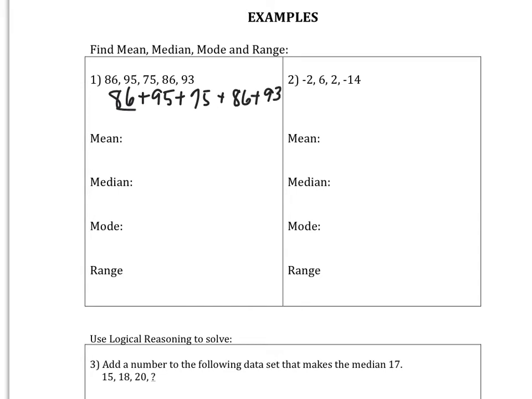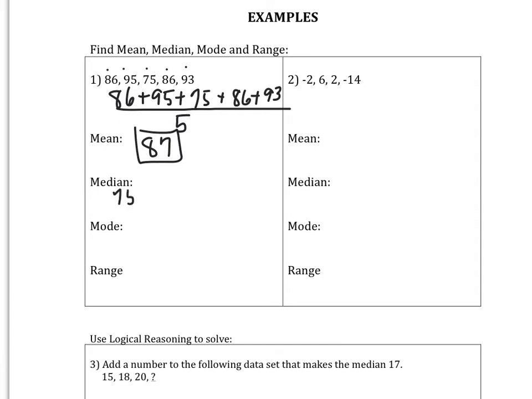Then I'm going to divide by how many there are. There are 1, 2, 3, 4, 5, so divide by 5. When I do that, the mean is going to be 87, or the average of all those numbers is 87. The median is the one in the middle, so I have to then put these in order.